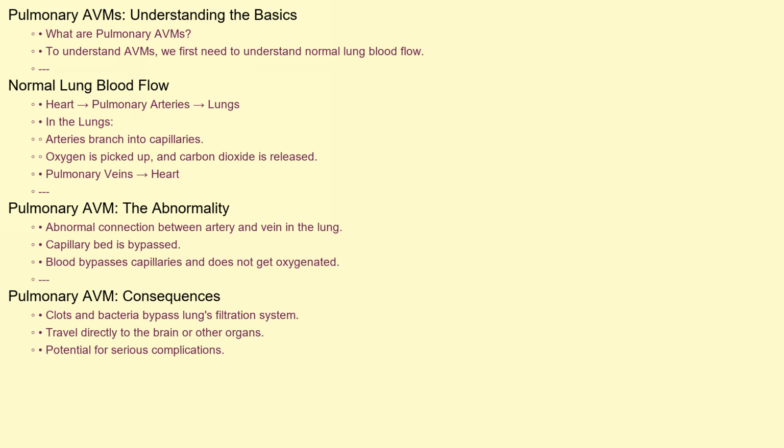In a pulmonary AVM, this capillary bed is bypassed. An abnormal connection forms directly between an artery and a vein in the lung. This means blood bypasses the capillaries and doesn't get properly oxygenated. Furthermore, this direct connection allows clots and bacteria to bypass the lung's filtration system and travel directly to the brain or other organs, potentially causing serious complications.